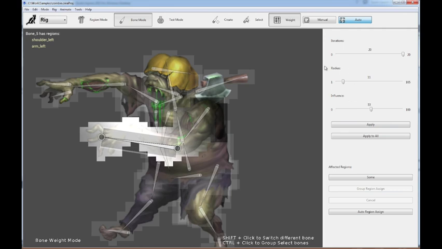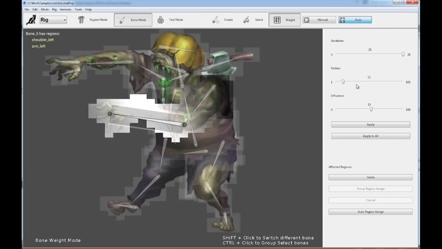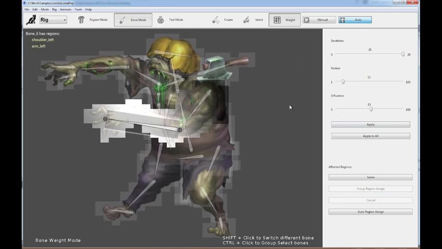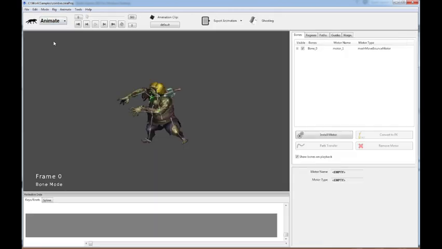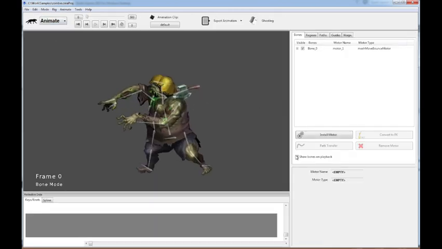So again, I would highly recommend anybody using Creature to use the auto weighting tool first before you switch to manual weighting. It's just going to give you much higher quality results. Okay? All right, so with that, let's go to the animate mode. Alright, so let's take a look. Let me turn off the bones.